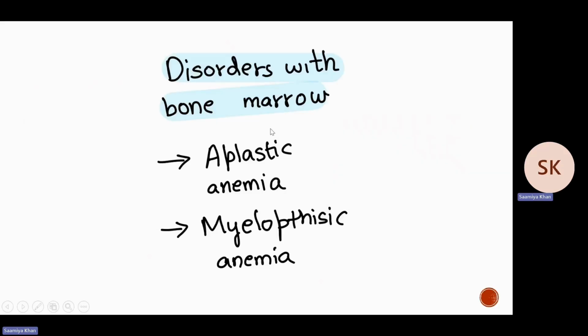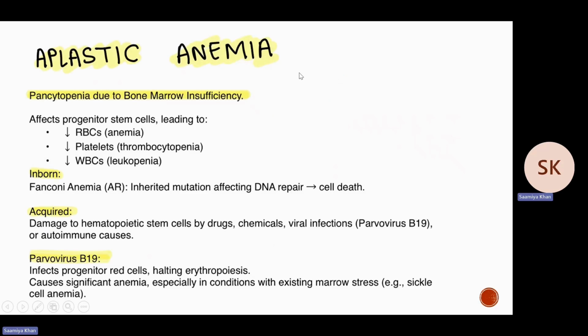Disorders with bone marrow, we have two types, which is aplastic anemia and myelophthisic anemia. Aplastic anemia, which is pancytopenia due to bone marrow insufficiency, all the cells are affected, so you have decreased RBCs, decreased platelets, decreased white blood cells, which causes anemia, thrombocytopenia, and leukopenia respectively.